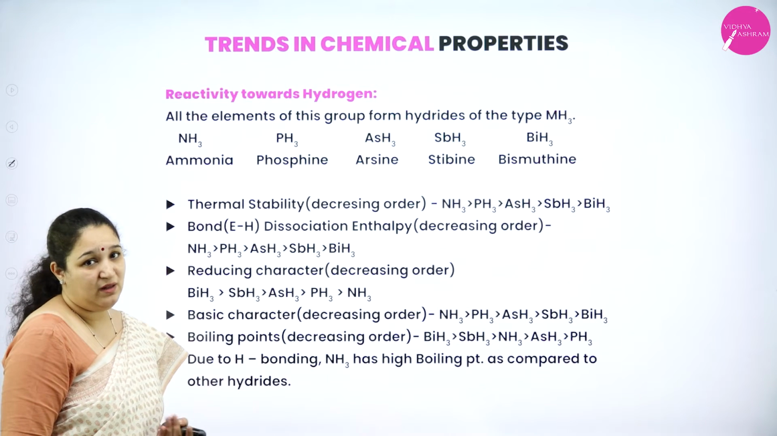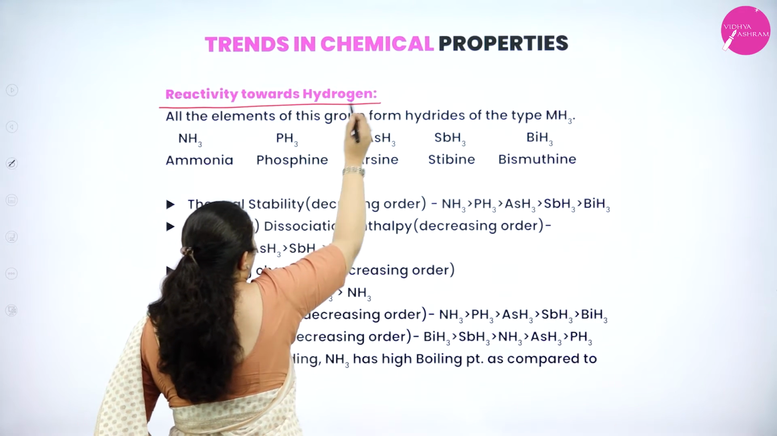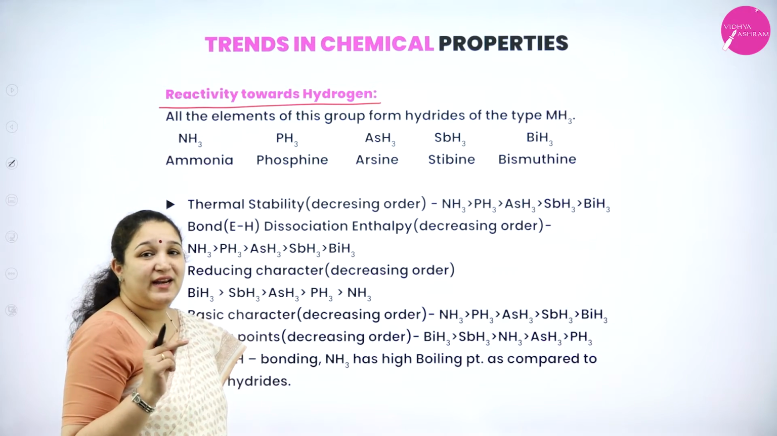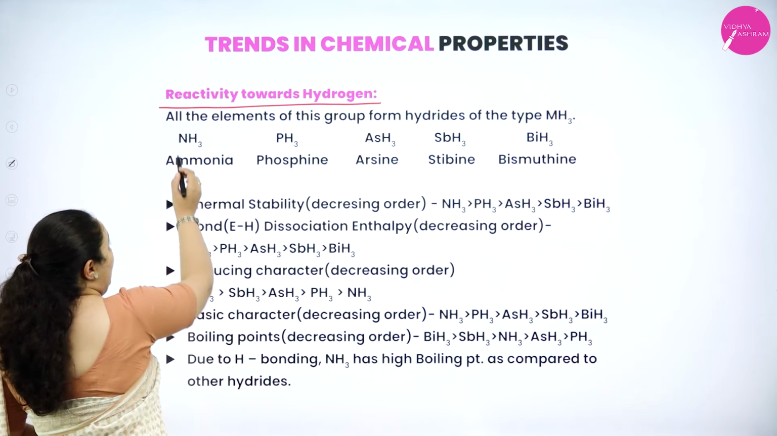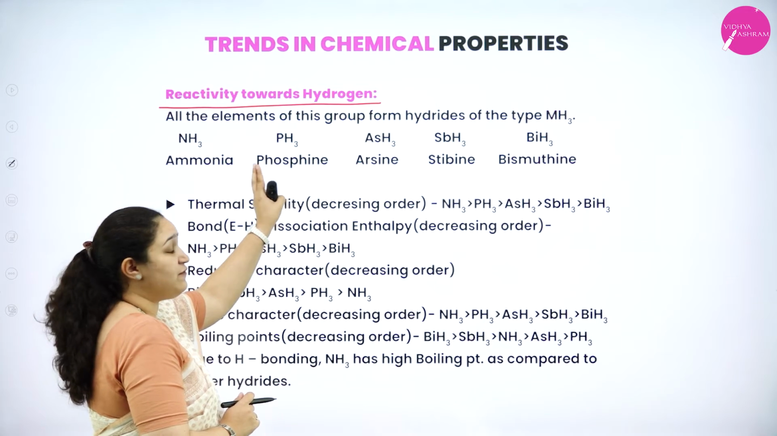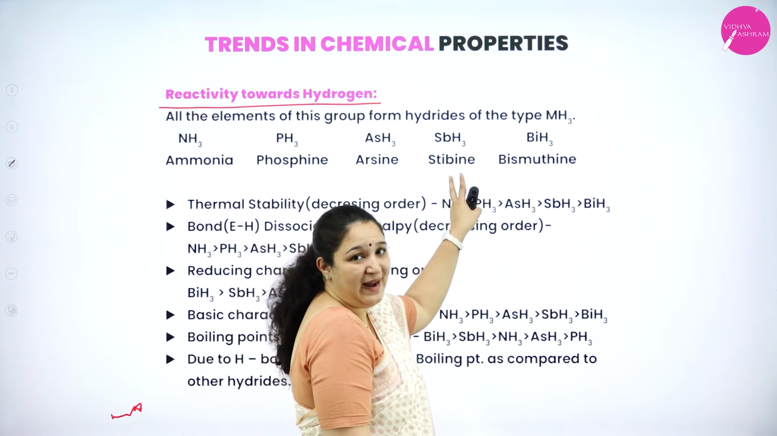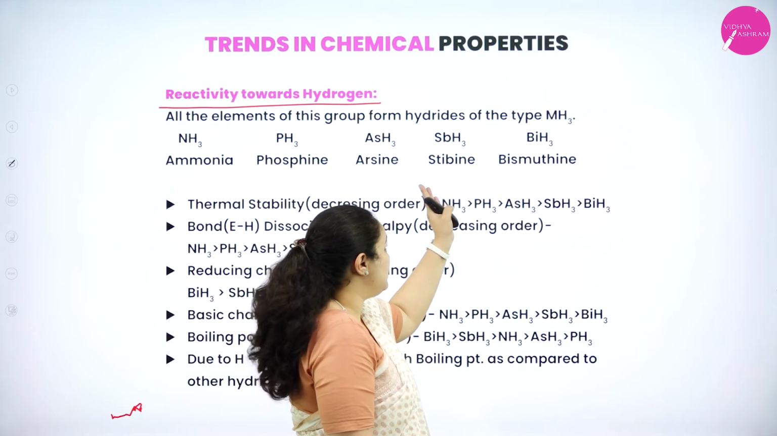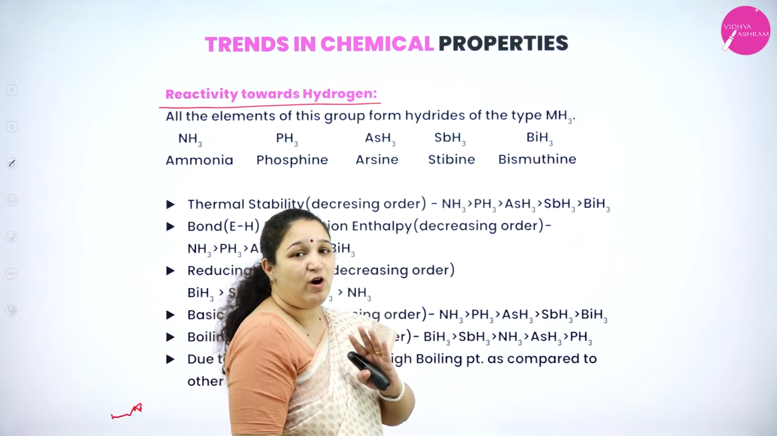Next is about trends in chemical properties. First we are going to study their reactivity towards hydrogen. Group 15 elements react with hydrogen to form hydrides. Nitrogen will form NH3, called ammonia. Phosphorus will form phosphine, PH3. Arsenic will form arsine. Stibium, or antimony, will form stibine, and bismuth will form bismuthine, BiH3. So they are forming hydrides.